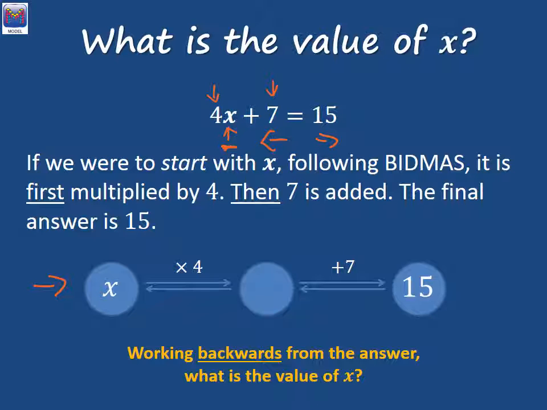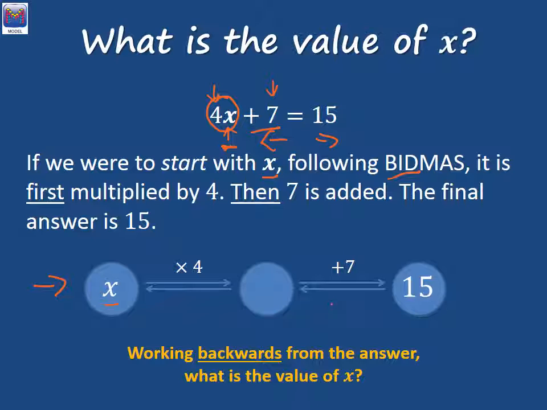But if we think about this a slightly different way, if we start with our x and follow our order of operations, it's first multiplied by 4, as you can see up there, and then the 7 is added on. So we've got our x, we're multiplying by 4, and then we're adding our 7. So we can work backwards and find the answer.